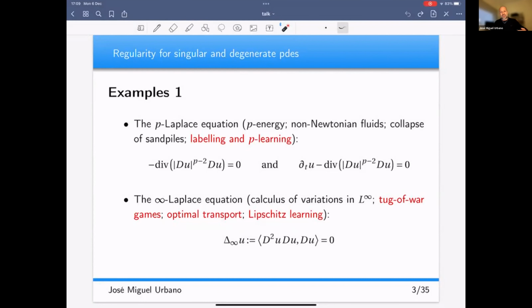And we as analysts understand very well what's happening, because if you take the number of points in your data set to infinity, so if you pass from the discrete to the continuum, what you're basically trying to do is to minimize the p energy.